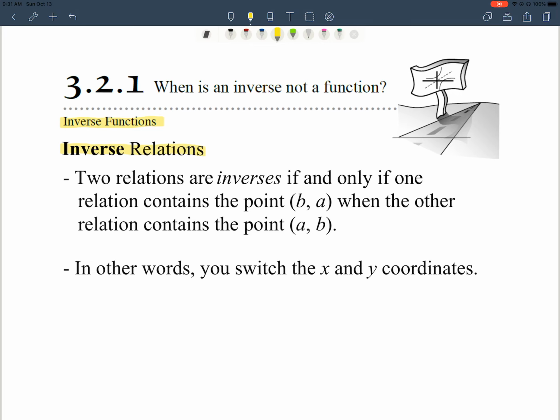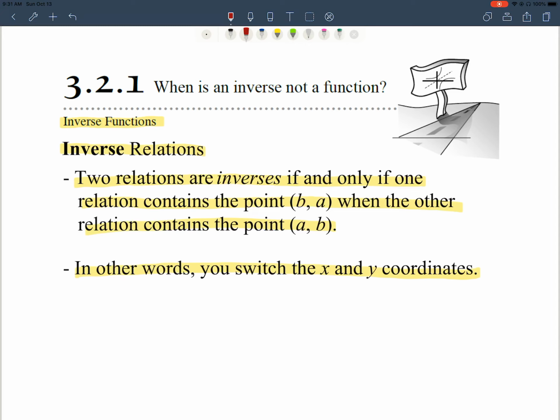So as we look at it here, two relations are inverses if and only if one relation contains the point (b, a) when the other relation contains the point (a, b). So in other words, you switch the x and the y coordinates. This was something that you did earlier in chapter 1 when we were doing some review, but even more importantly in Algebra 2, you did a lot more with this, finding inverses of functions using a table, using the equations, and using the graphs.